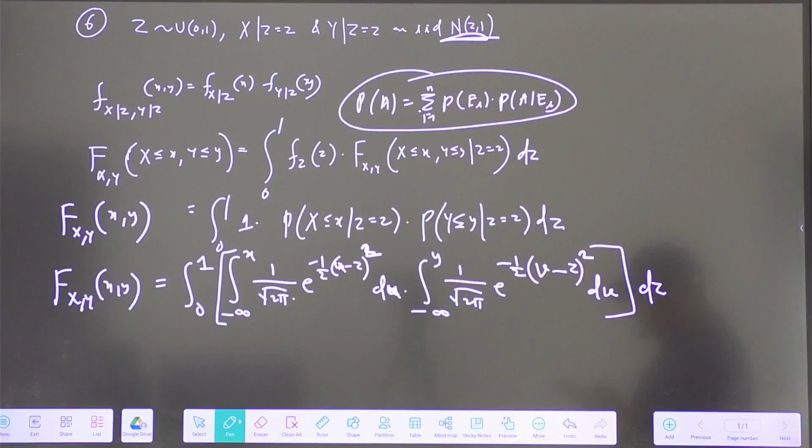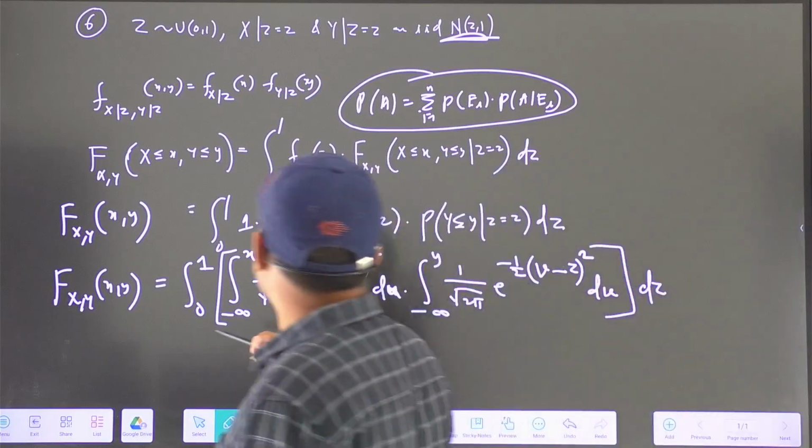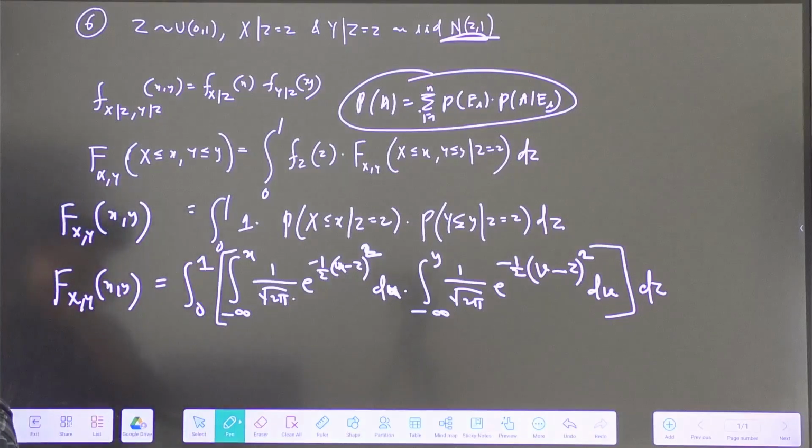Yes, sir. Oh, you can have intuition. So do you think it will be normal? Z is 0 to 1 only, right? Normal(z, 1). So X given Z is independent of Y given Z.